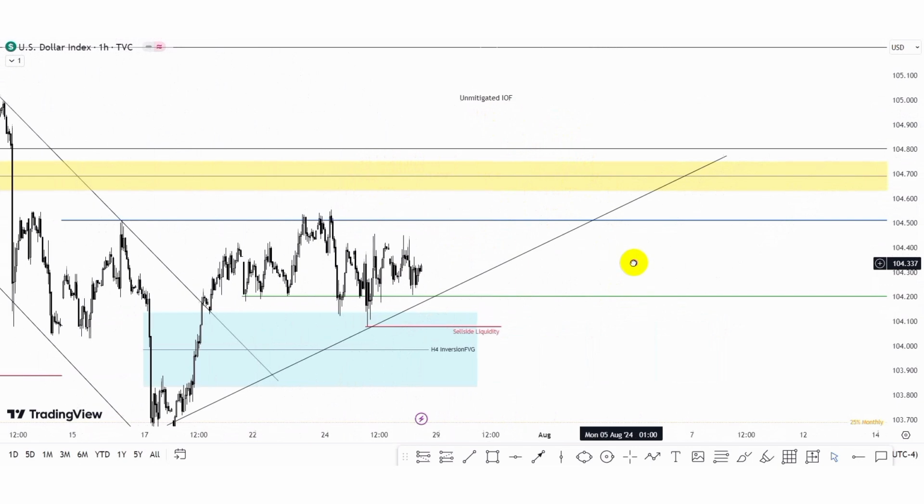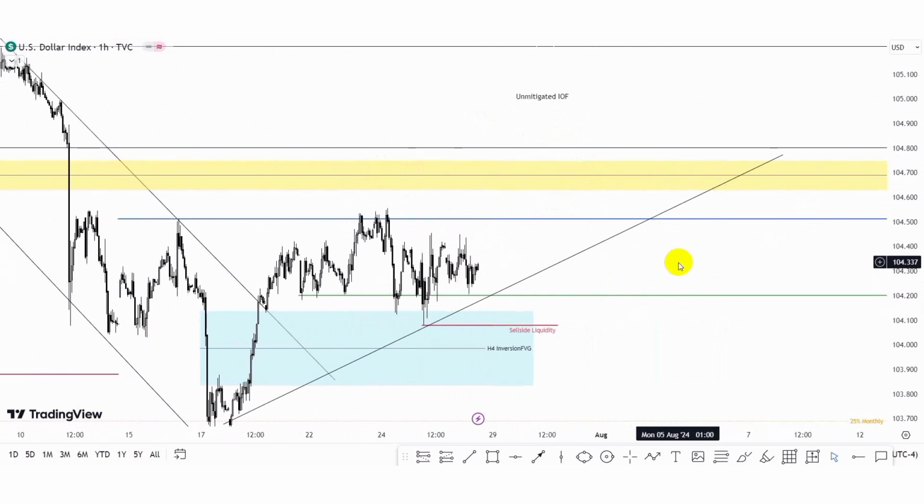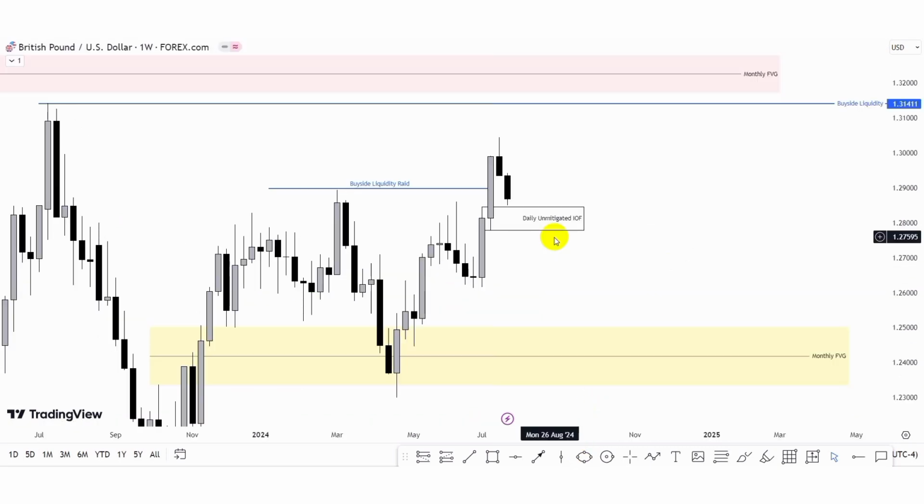and then we begin to frame our sell movement to the downside. So let's check out the other currency pairs that we do mainly focus on and make available on the YouTube channel. So guys, this is the GBPUSD pair.